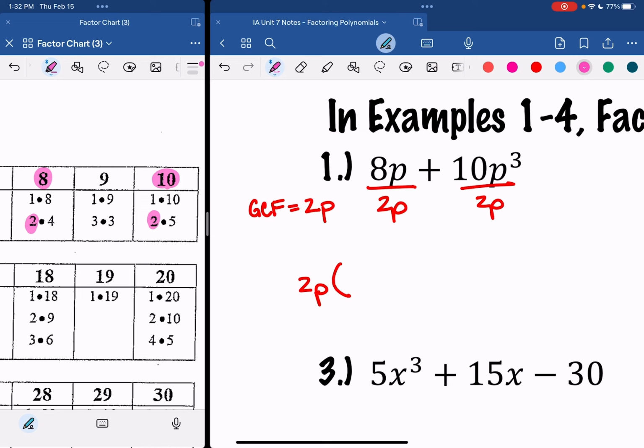8 divided by 2 gives us 4. And we can always go back and look at our factor chart. What's the other number on the other side of 2? 4. What's the other number on the side of 10 for 2? 5. So we know that we're going to have a 4 and a 5. Our p's cancel, so we're left with 4 plus 5p squared.